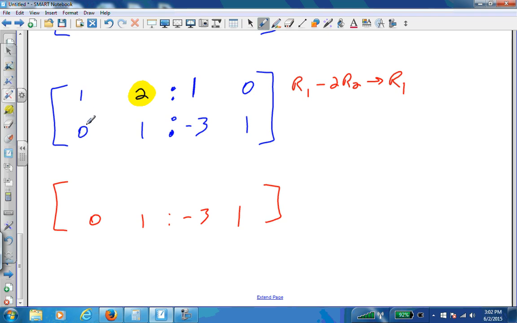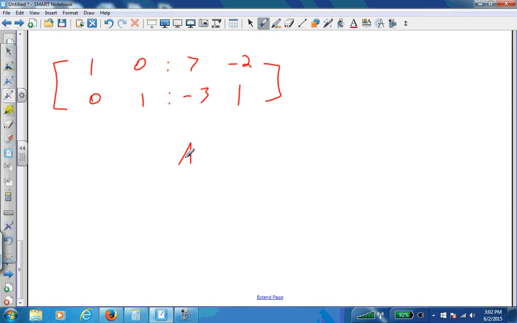So if we do the first row, then twice this one, 1 minus 0 is 1. 2 minus 2 times that is 0. 1, -2 times this is 6. 1, 6 is 7. This one minus twice this one, that's -2. So 0 minus 2 is -2. So our inverse is 7, -2, -3, 1.